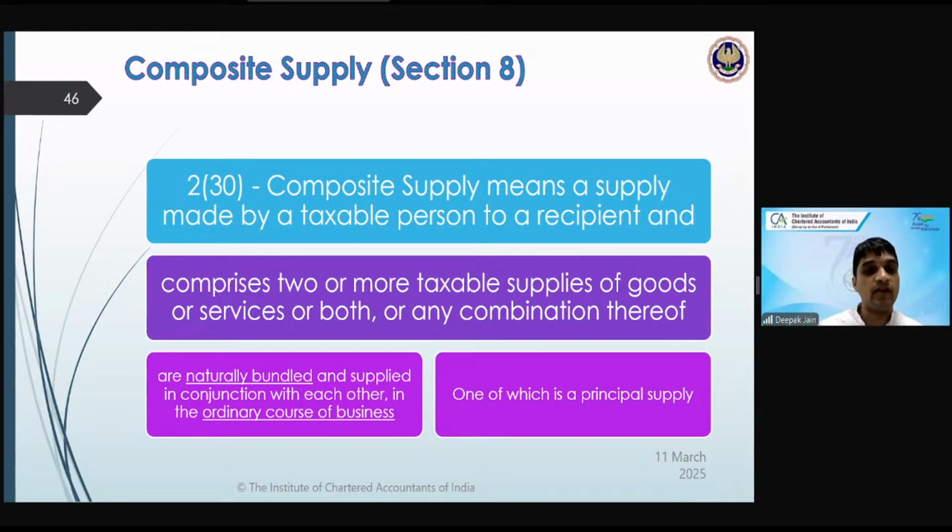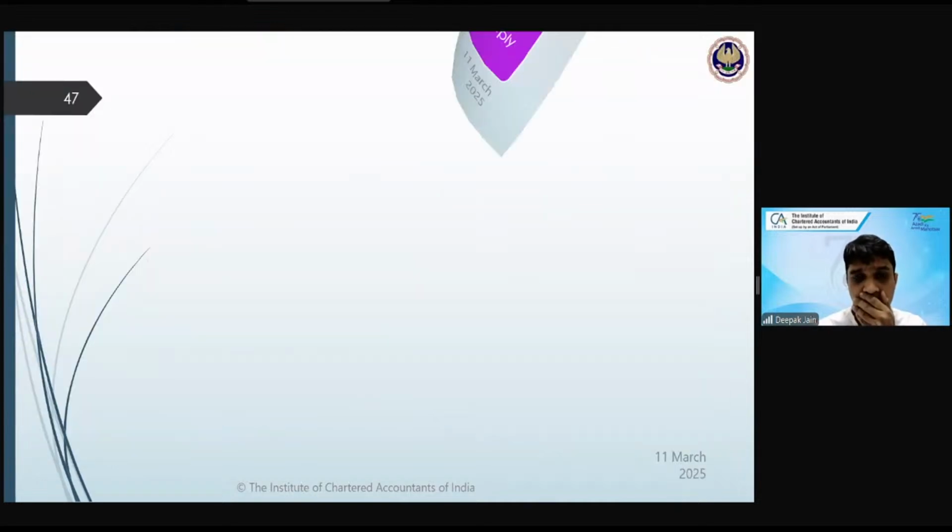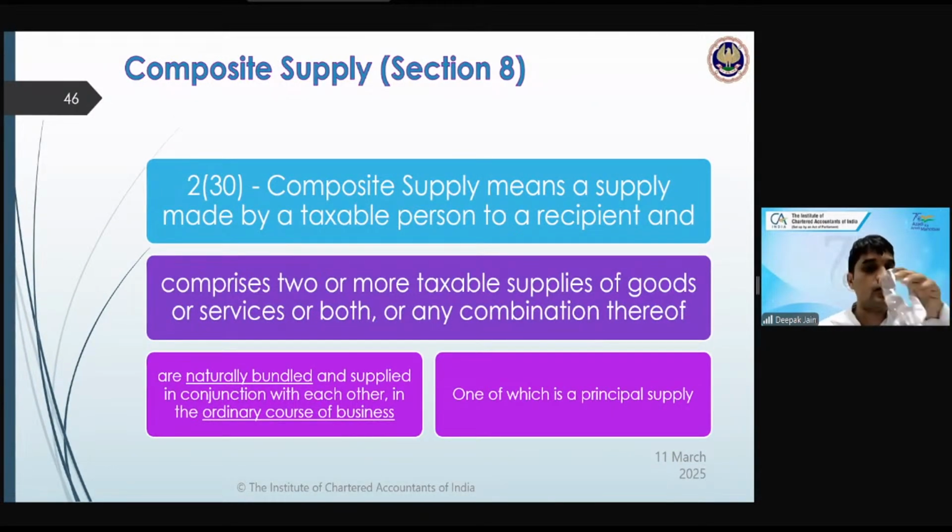So definition of composite supply. Composite supply means a supply which is made by a taxable person to a recipient, and it comprises of two or more taxable supplies of goods, of services, or both, or any combination thereof, which are naturally bundled and supplied in conjunction with each other in the ordinary course of business, one of which is a principal supply.